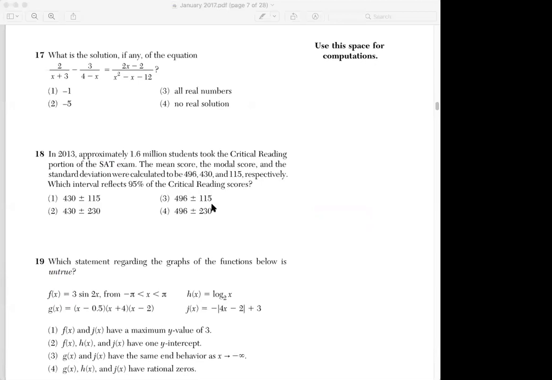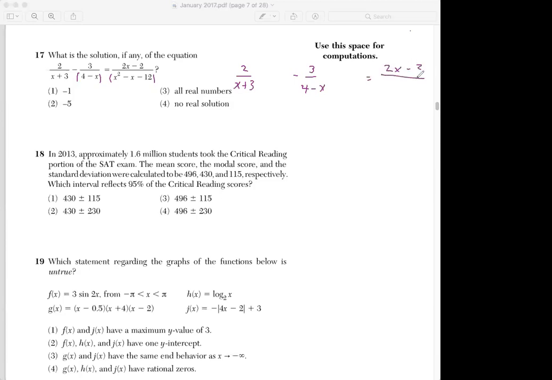This one we can definitely do. Okay. We have to make all of the denominators look the same. So let's see, 4 minus x. Let me factor this thing first. Not a lot of space for computations here, but 2 over x plus 3. I'm going to leave some space. Minus 3 over 4 minus x. Leave some space.